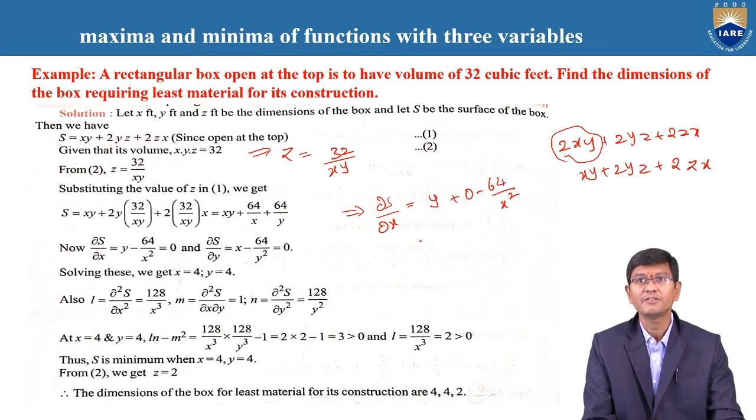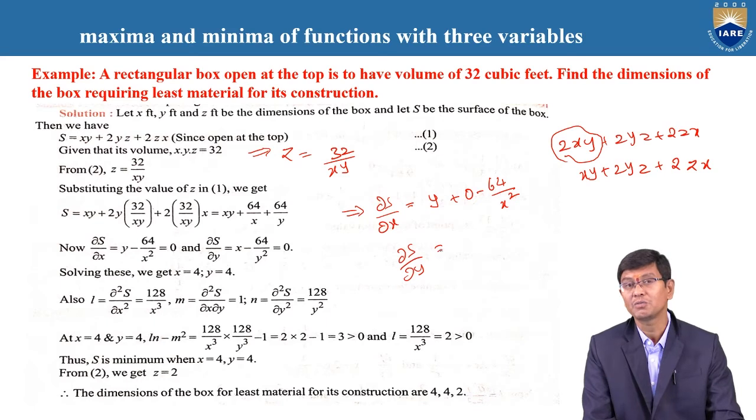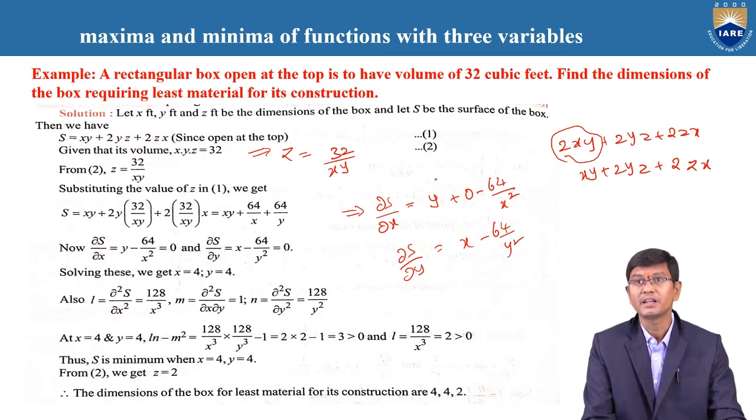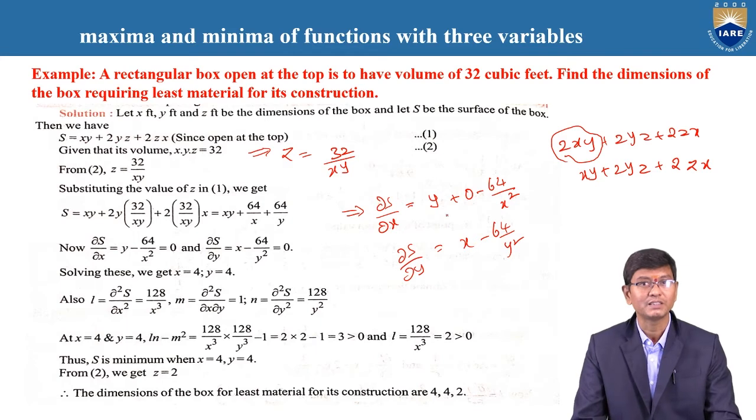Similarly, for dou S by dou y, we differentiate with respect to y partially, treating x as a constant. So dou S by dou y is x minus 64 by y square. After getting these two first order equations, we equate them to 0 to solve for the stationary points. Therefore, y minus 64 by x square is equal to 0, and similarly x minus 64 by y square is equal to 0.